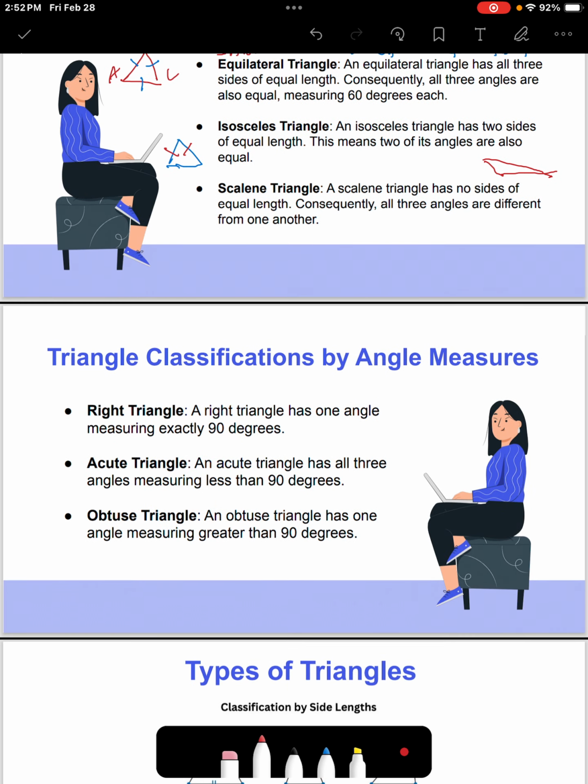And then we can go through and do a right triangle. A right triangle would have a right angle. An acute triangle has all angles less than 90. An obtuse triangle has one angle more than 90. So this would be a 90-degree angle. This would be all less than 90. And this would have one greater than 90.